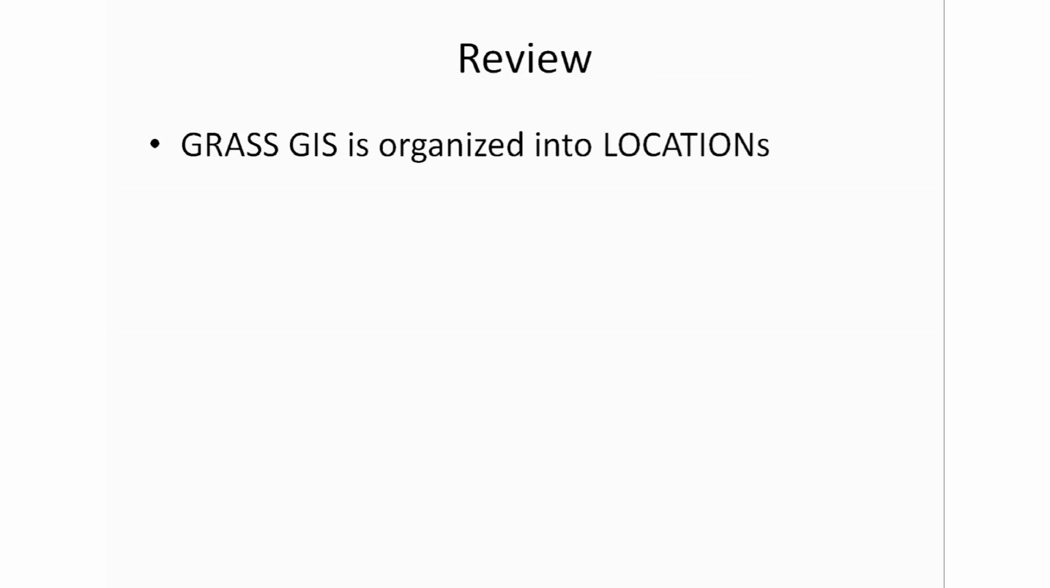In review, GRASS GIS is organized into locations. Each location has its own coordinate system, map projection, and any other geographical boundaries that it might require for the project. They're all located in a map set. Each location has a map set.